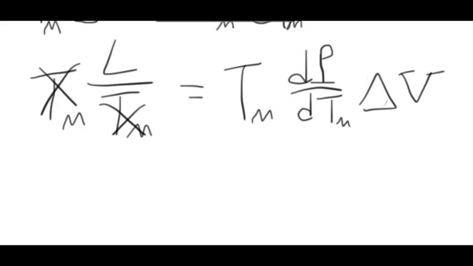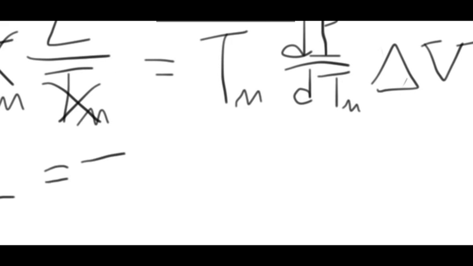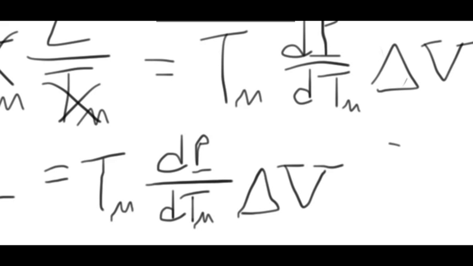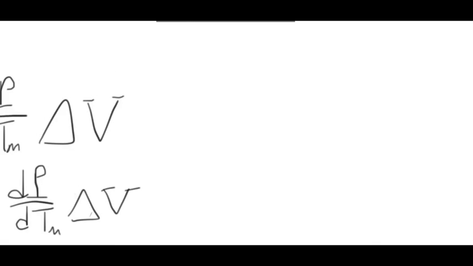Okay, so those temperatures canceled out, so we get the latent heat equals the melting temperature times the slope of pressure as a function of the melting temperature, times the change in volume. Okay, and all we want to do is rearrange that a little bit.